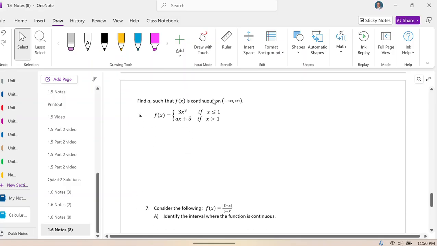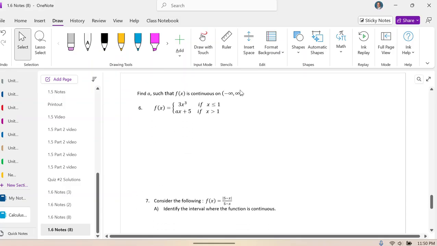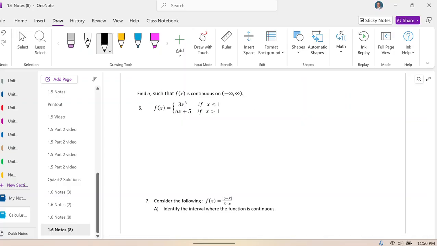Alright, so the next question says, find the value of a such that this is continuous on the interval from -infinity to infinity. Well, remember, if it's continuous, basically the limit from the left at 1, because remember, for a piecewise function the only place you need to check is c, the changing point, which is 3x to the third. So 3 times 1 to the third is 3. So the limit from the right also should equal 3.